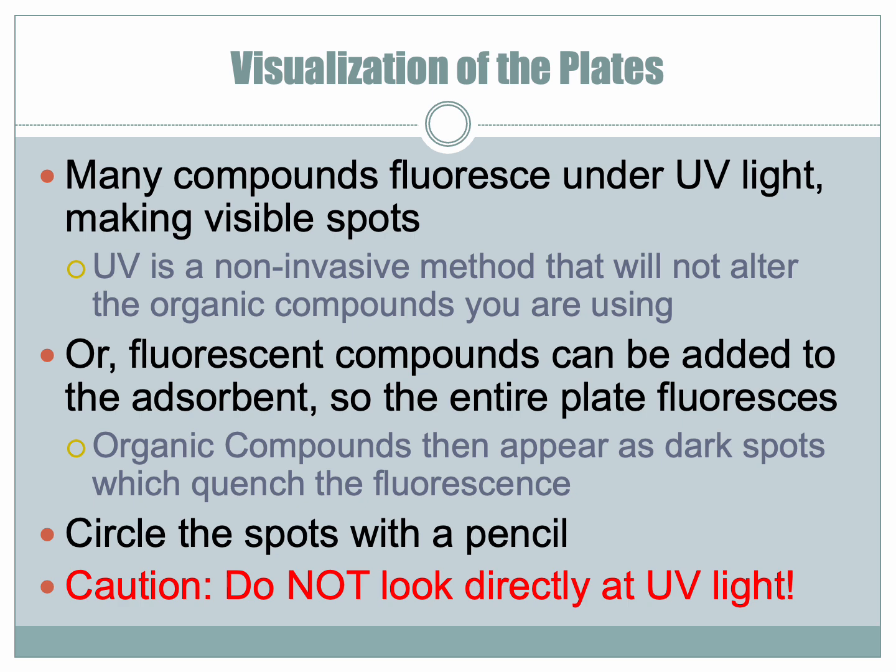So after we're finished developing our plate and we look at it under the UV light, we see where the spots are with the UV, and then we circle them with a pencil, because once you take the UV away, they'll become invisible again. So we want to be able to see them when we're done.